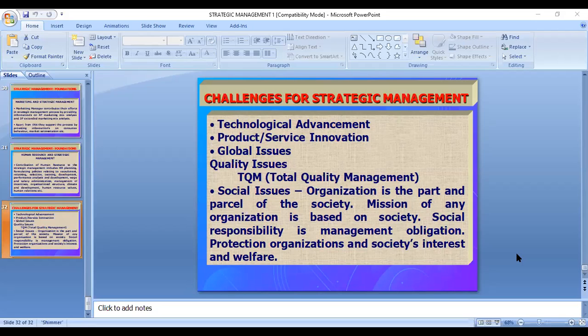Social issues: an organization is part and parcel of society. The mission of any organization is based on society. Social responsibility is the management obligation to protect the organization's and society's interest. After all, at the end we will find that organizations are functioning with a social vision and social mission in order to cater to the needs of society. We are going to see all these things in our next lecture, that is vision and mission. The vision and mission of the organization has to be socially inclined, because we are working for society.